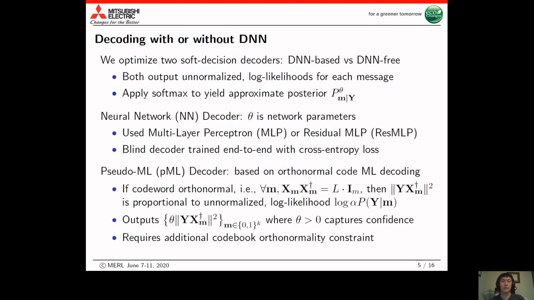The alternative decoder that we consider is what we call a pseudo maximum likelihood decoder. And this is based on the maximum likelihood decoding rule for orthonormal codes. If the code words were orthonormal, the correlation of the received signal Y with each code word would be proportional to the unnormalized log likelihood of the received signal given M. Hence, inspired by this, our soft decision pseudo-ML decoder simply outputs this correlation scaled by a parameter theta that captures the confidence of this decision, which will then be tuned during learning. However, this pseudo ML decoder requires an additional codebook orthonormality constraint that we'll have to enforce during training as well.